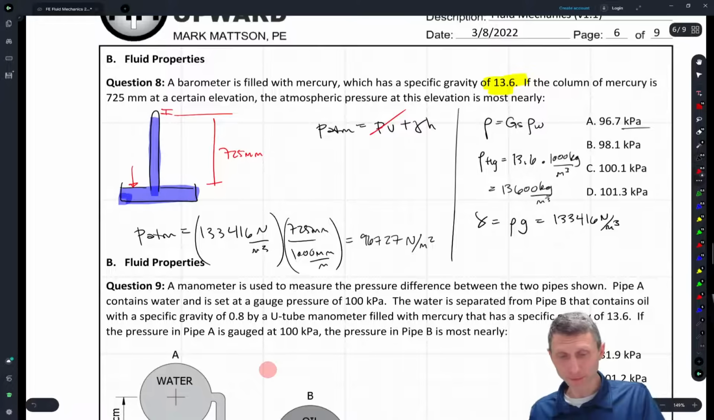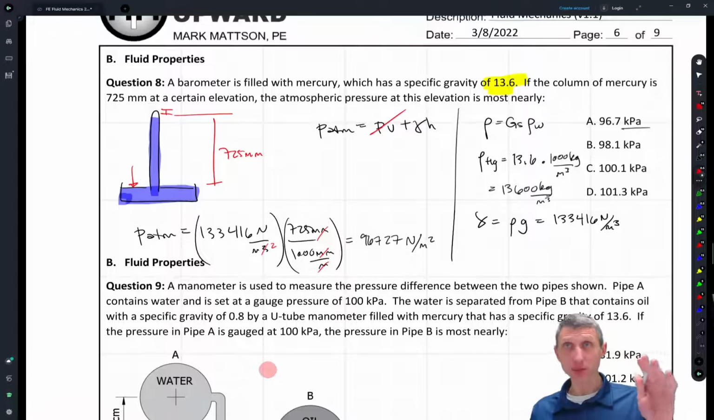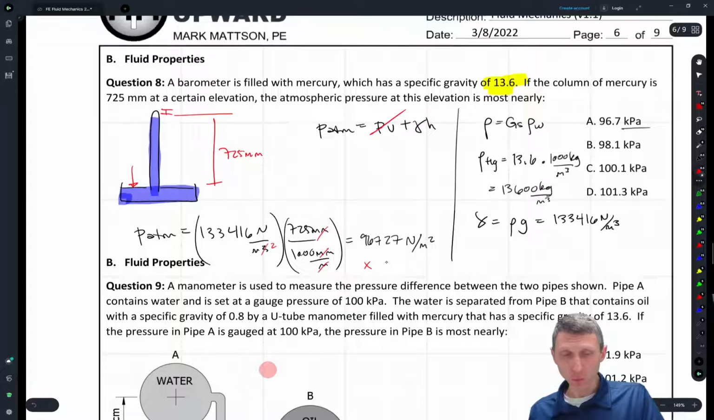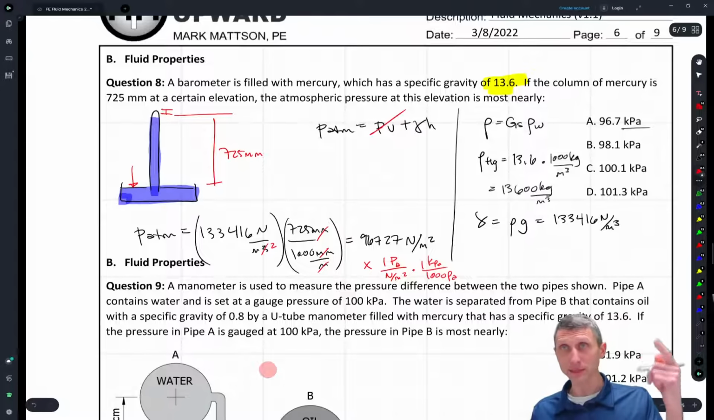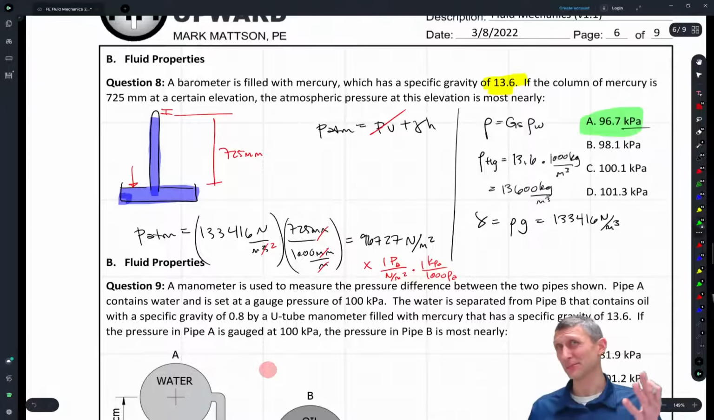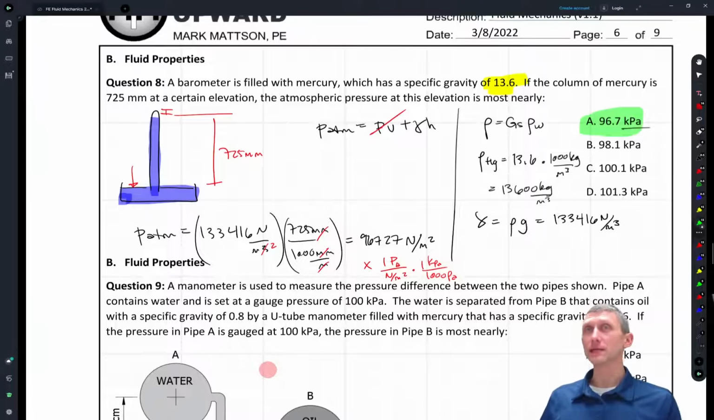Right, our millimeters cancel out, a meter cancels out, and if we know that a newton per meter squared is a pascal, we need to multiply by 1 kilopascal per 1,000 pascals. So we have to divide our number by 1,000 to get the kilopascals, and hopefully you can clearly see that that's going to work out to 96.7 in the range of kilopascals.